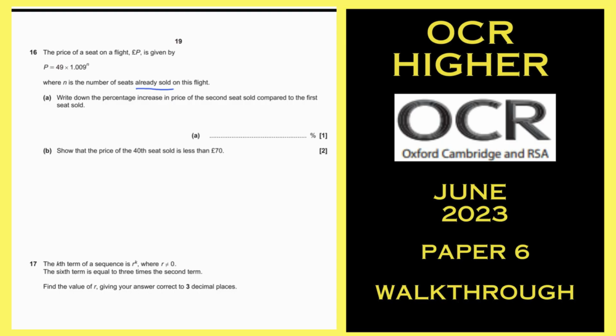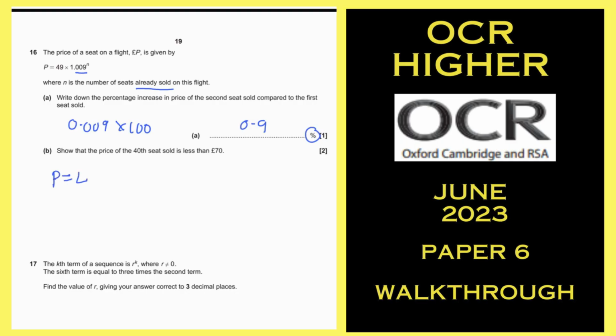Anyway, write down the percentage increase. The percentage is always the bit at the end. It's the 0.009, but that is as a decimal. We want it as a percentage. It needs to be multiplied by 100. The percentage increase is 0.9%. But now comes that pain in the bum, part B. Show that the price of the 40th seat.